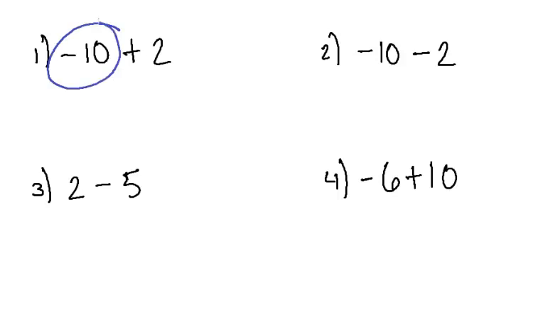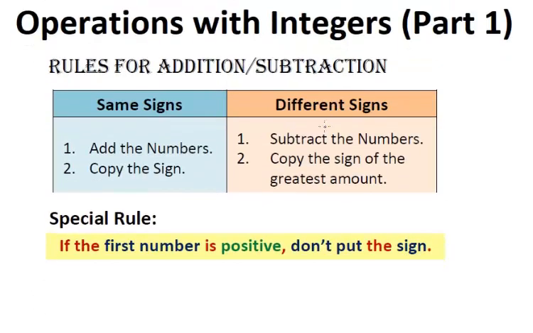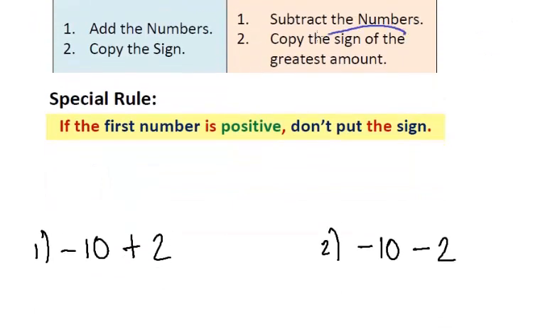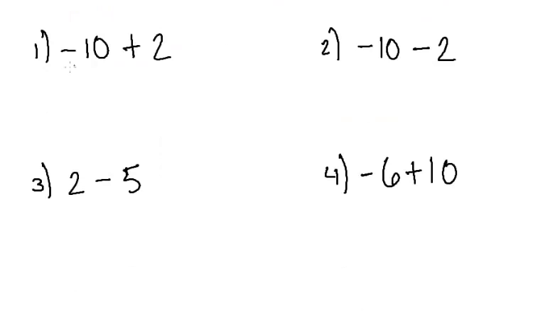We focus on the signs of the numbers we see here, a minus and a plus. Are they equal or different? They're different signs. What happens when they have different signs? We subtract the numbers. So we are going to subtract and we're going to copy the sign of the greatest amount. So for minus 10 plus 2, because they have different signs, I am going to subtract them. 10 minus 2 is 8, and I am going to copy the sign of the greatest amount. The greatest amount is 10, so I'm going to copy the sign of 10, which is minus. The answer will be negative 8. That's how you solve additions and subtractions with integers.